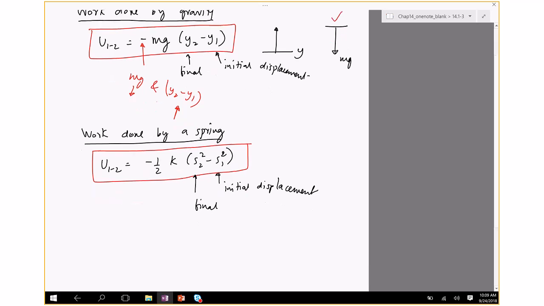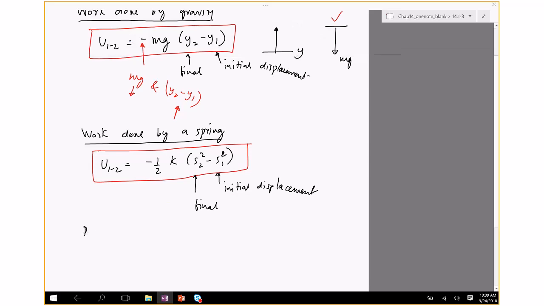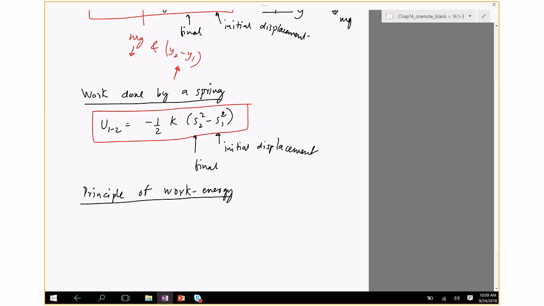Okay, and finally, once we have these two defined, we are now ready to define the principle of work energy. This is the principle which we will use almost all the time in this section and following, to solve problems. So the principle of work energy states that the work done is the change in kinetic energy.